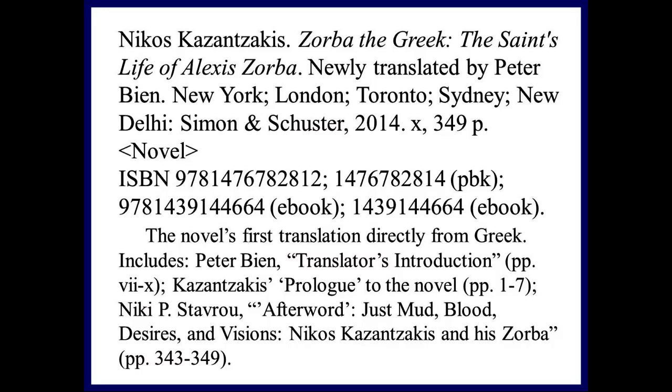Now let me show you some sample entries from the new census. As a first sample, you see a typical entry for a translation that has been published in book form. This, of course, is a translation of Zorba the Greek, and a significant recent translation. It's the first translation of the novel made directly from modern Greek.